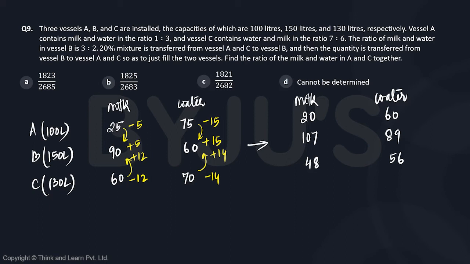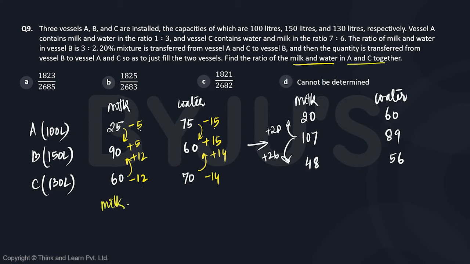Now it is given that the quantity is transferred from vessel B to vessel A and C so as to fill the two vessels. So if we can see that from A, 5 and 15, sum, that is 20 liters was put in B. So that means 20 liters we need to put back from B to A. Similarly, 20% of 130 liters, which will be 12 plus 14, 26 liters was removed from C. The same volume we need to put back. Not just milk, but overall. So if you want to calculate the milk and water ratio in A and C together.